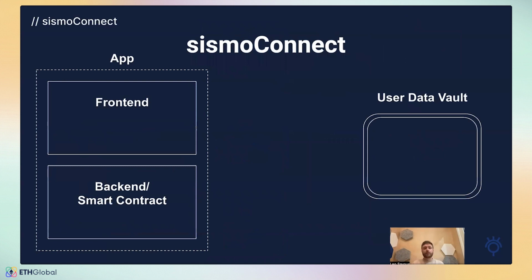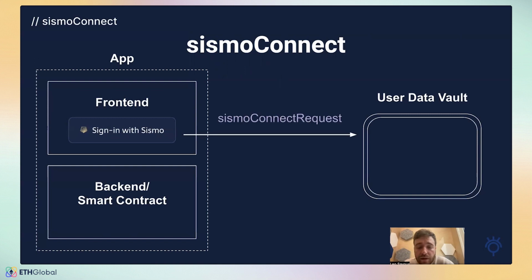So with Sismo Connect, you have an application, let's say with a front end, a back end, and a smart contract, and you will add some snippets of code in each part to be able to interact with the user data vault. In the front end, you will add a button, which is our "Sign in with Sismo" button. By clicking on it, you will do a Sismo Connect request to the user data vault. I will show you a demo after.